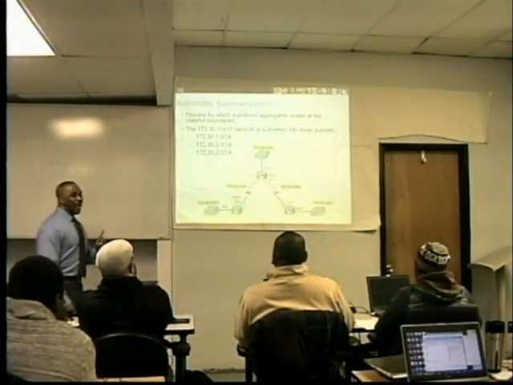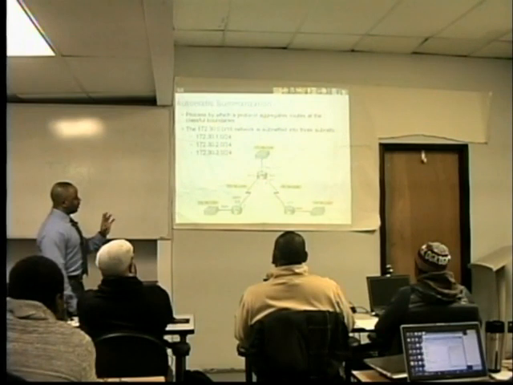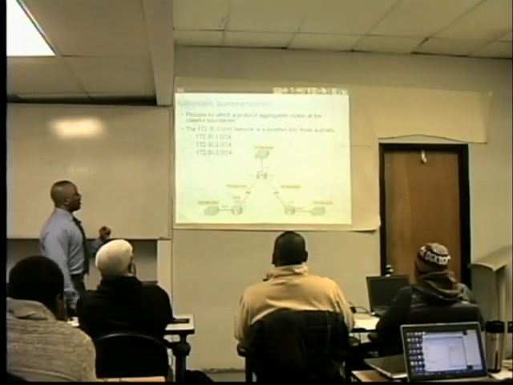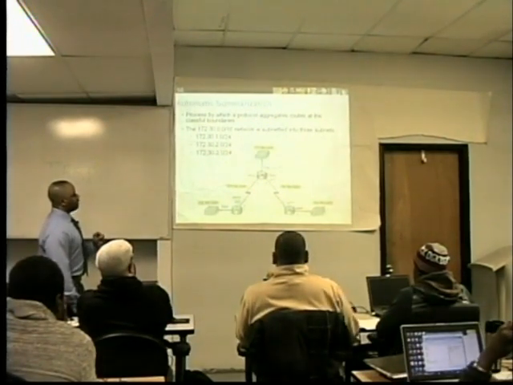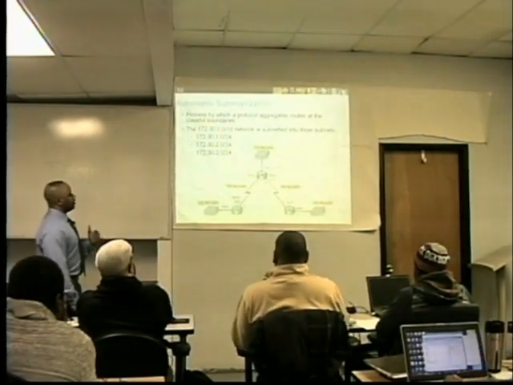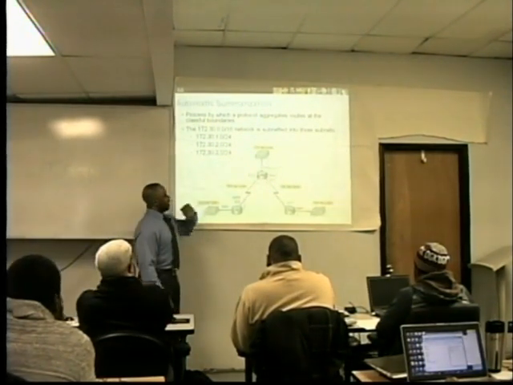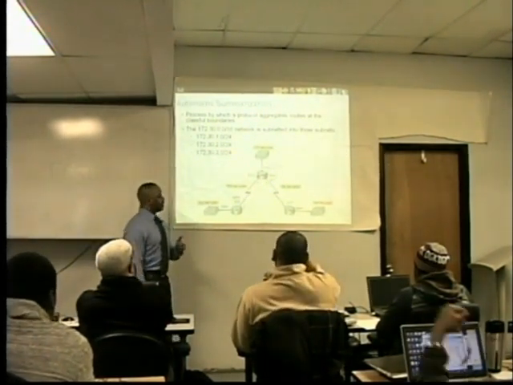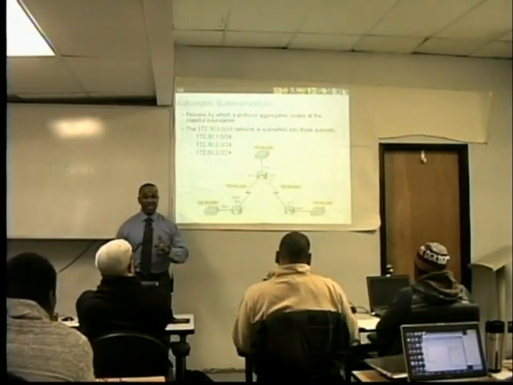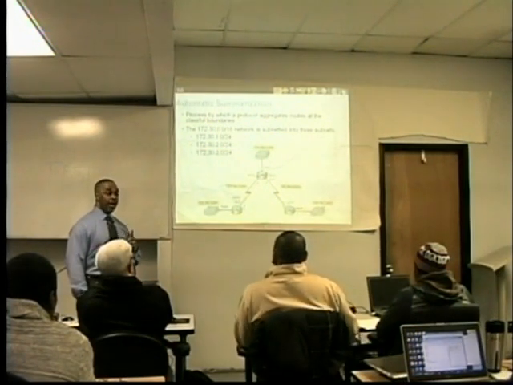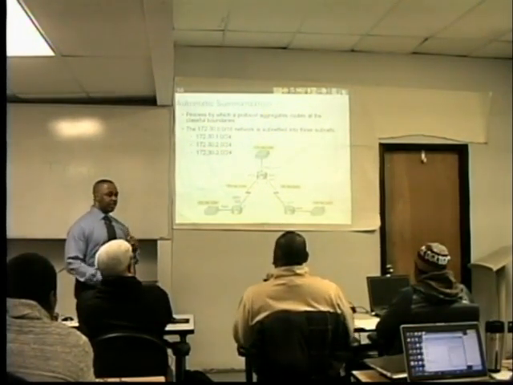But automatic summarization, if you look at the definition, aggregates routes at the classful boundary. So what that's saying is a network that has been subnetted 30.1, 30.2, 30.3, and I'm referring to the 2nd and 3rd octets, a network that has been aggregated as such, the router would still advertise that route at the classful boundaries, even though it's been subnetted.